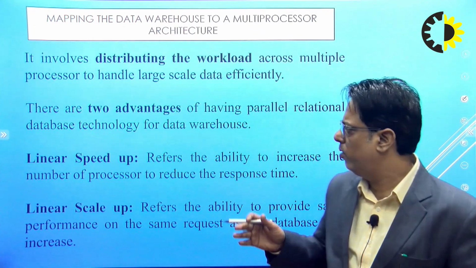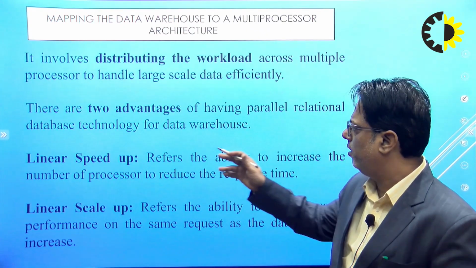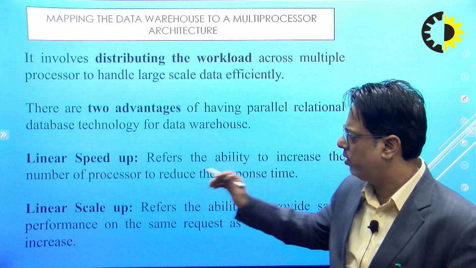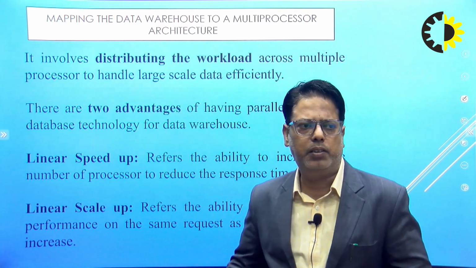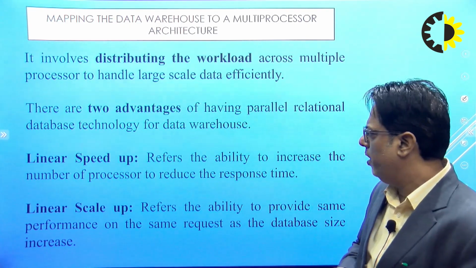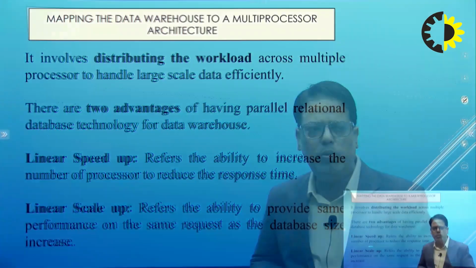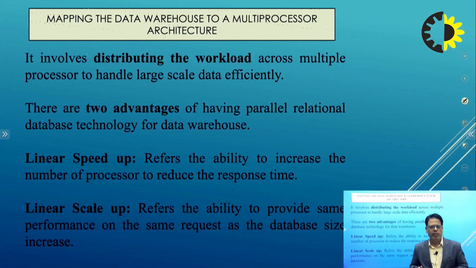There are 2 advantages of parallel relational database technology for data warehouse. First is linear speedup. It refers to the ability to increase the number of processors to reduce the response time. If we have a multiprocessor environment, with many processors working in parallel mode, we can reduce the response time for fetching queries or data.